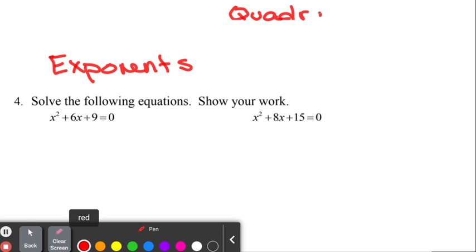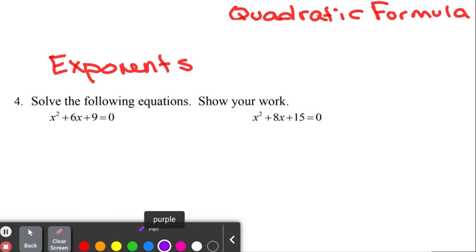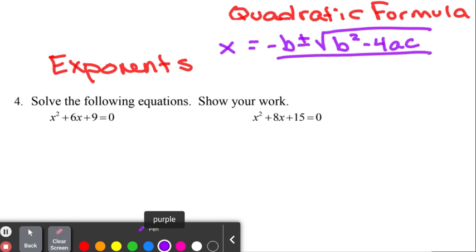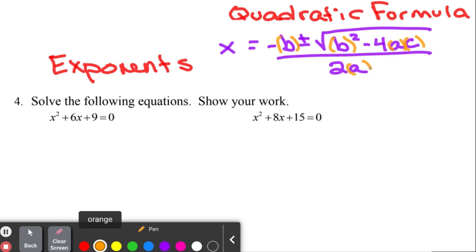Good news is, well, good and bad. Bad news is, let's do the bad first. It's tricky. Good news is they give you the formula. So here it is. Write this down on your paper. X equals negative b plus or minus the square root of b squared minus 4 times a times c all over 2 times a. And wherever you see letters, we're putting parentheses. Okay, that's where we're substituting stuff.